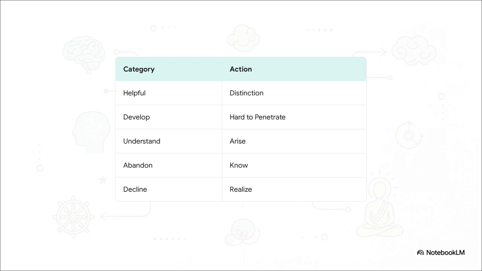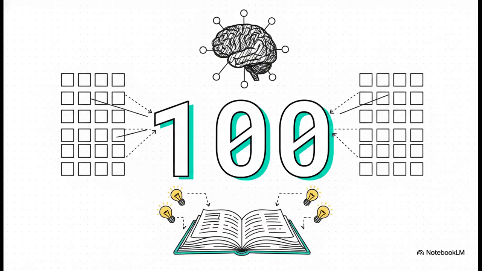For every numerical group of concepts, he identifies what's helpful, what you must develop, what to understand, what to abandon, what leads to decline, what leads to distinction, what is hard to penetrate, what to make arise, what to know, and ultimately what to realize. It's just so remarkably systematic. Because he maps groups of 1 through 10 across those 10 categories, this creates exactly 100 distinct mental categorizations.